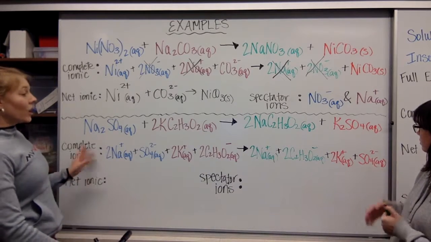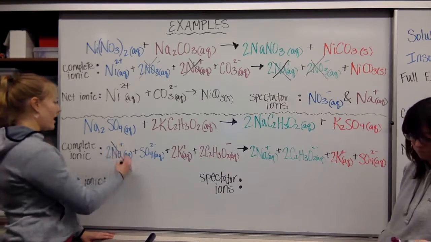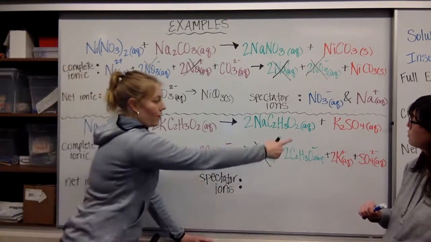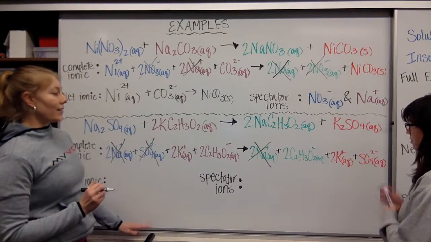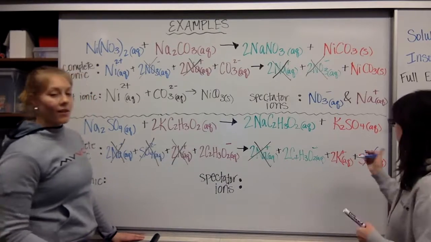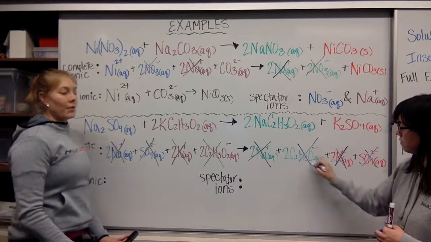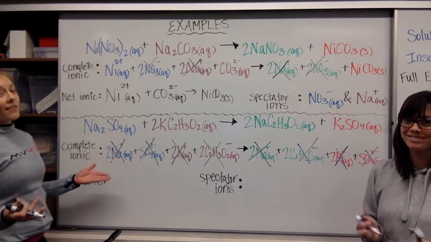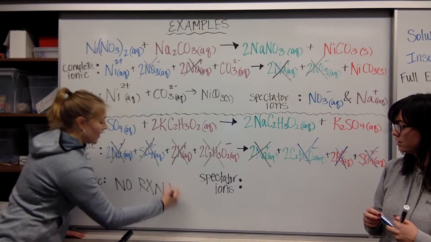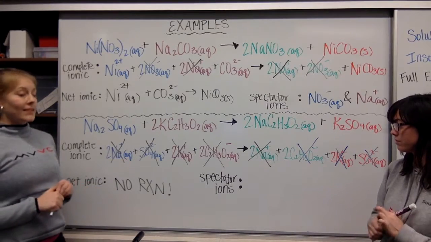All right. Now, if we're looking at this, what hasn't changed? We're going to cross off the ions that haven't changed. Well, Na hasn't changed. SO4 is here, we cross off SO4, it has not changed. There's 2 K+ here, 2 K+ on the products. That hasn't changed. 2 acetates, 2 acetates. Everything is crossed off. This is why no reaction happened. We've crossed off all the ions. All of the ions then are spectator ions.